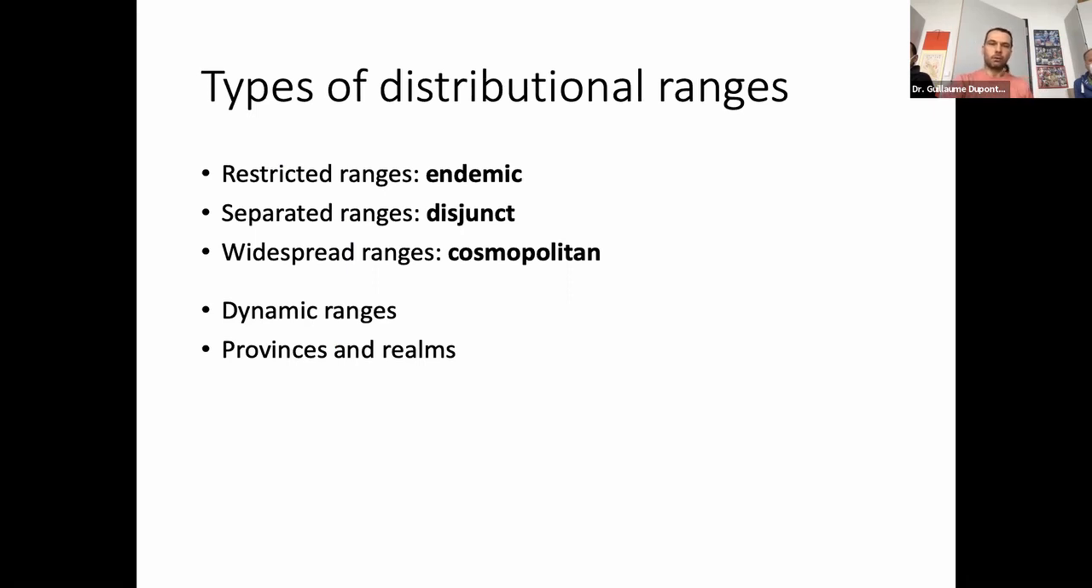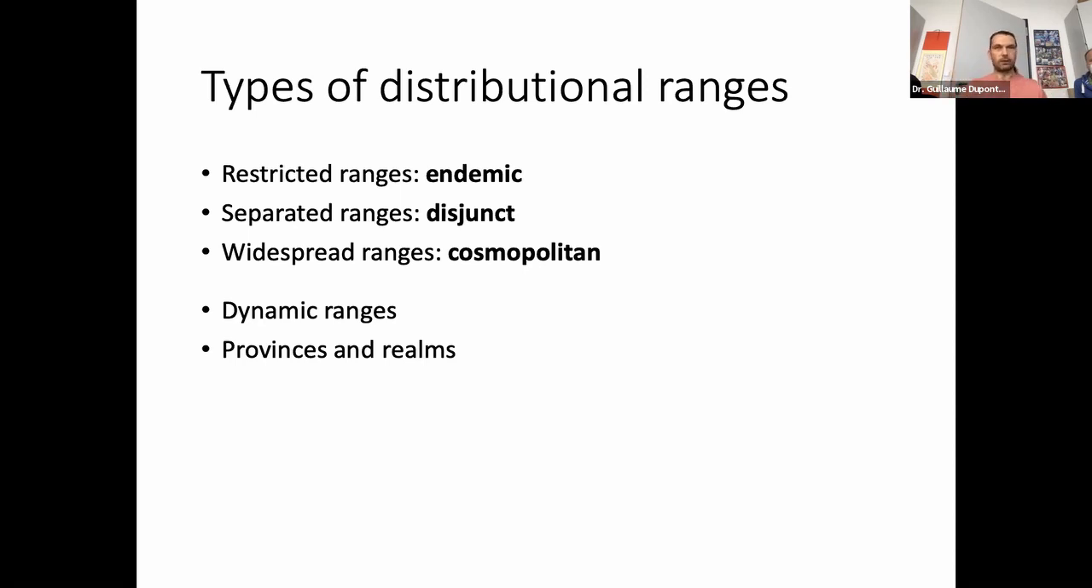First thing we want to look at are distributional ranges. So where and how are organisms distributed on the planet? We have some major types. We have restricted ranges, which we call endemic. We have spatially separated ranges, which we call disjunct, and we have widespread ranges, which can be cosmopolitan. Ranges are dynamic, they change over time due to climatic and environmental changes, competition, and evolution.